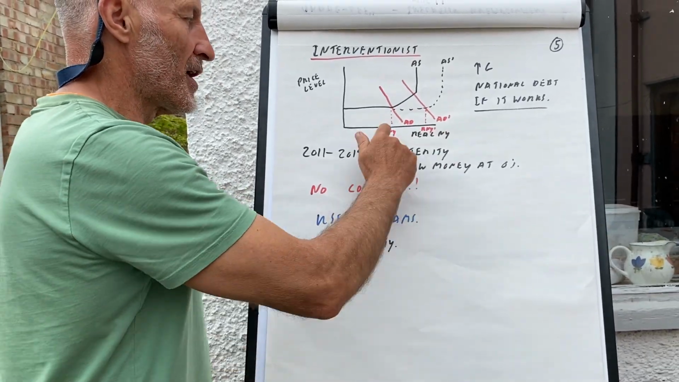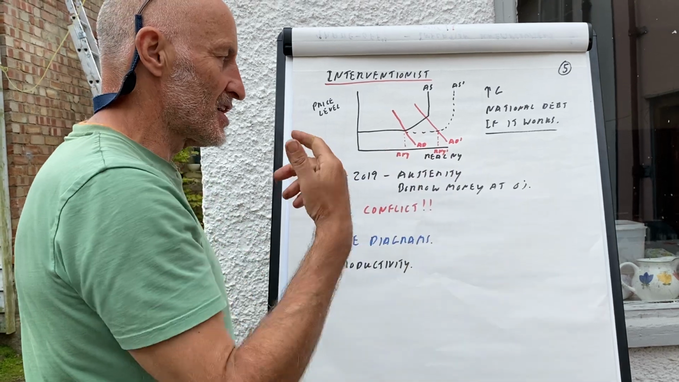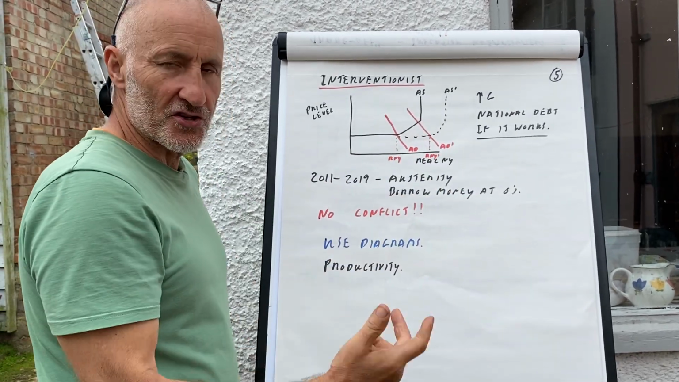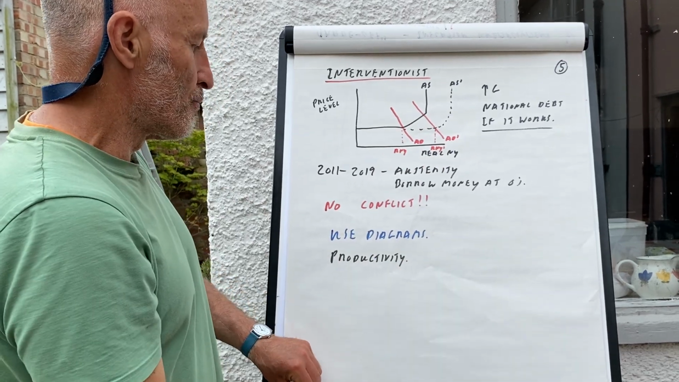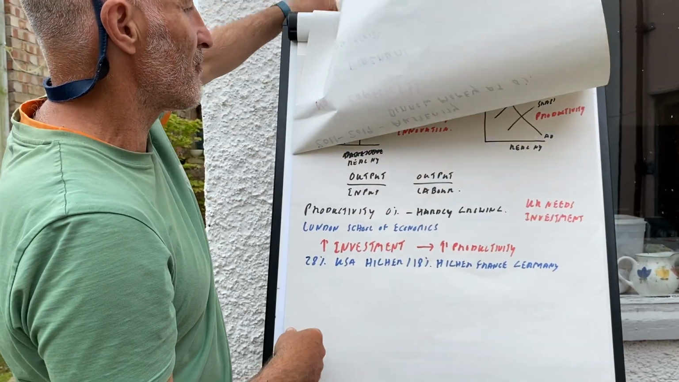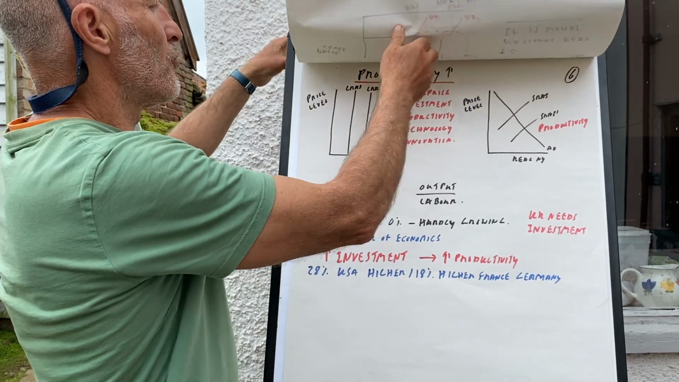We get economic growth, we get more jobs, we get price stability, and if we have more investment, we'll also sell more goods abroad. Use these diagrams all the time. And productivity. Next up is the productivity diagram, I think. Yeah, so productivity goes up.